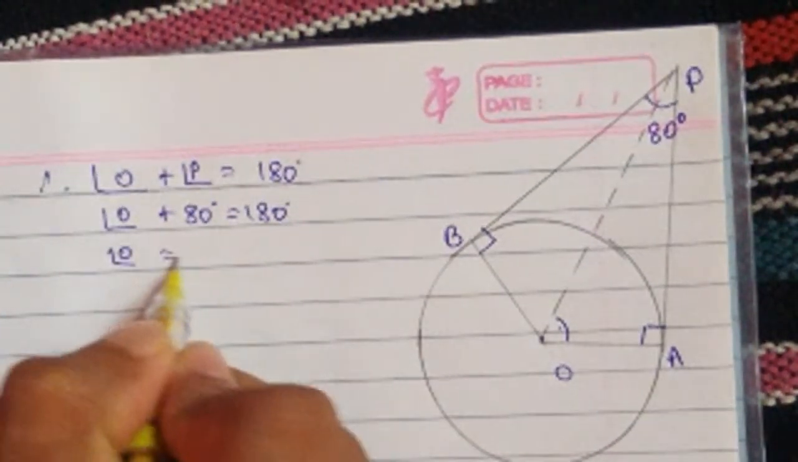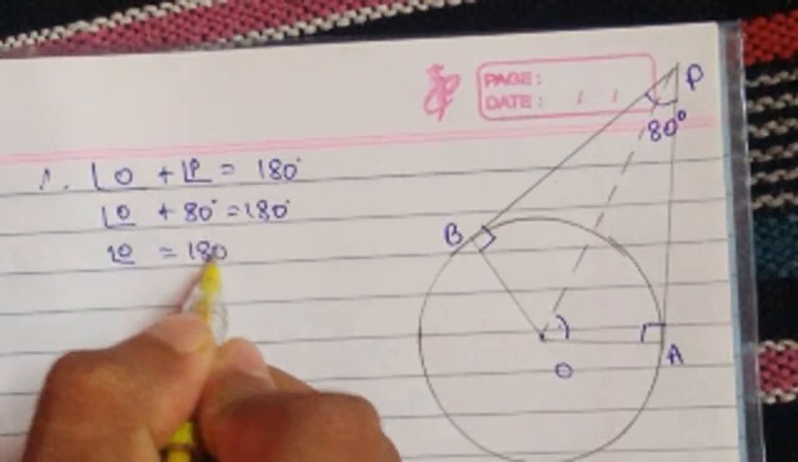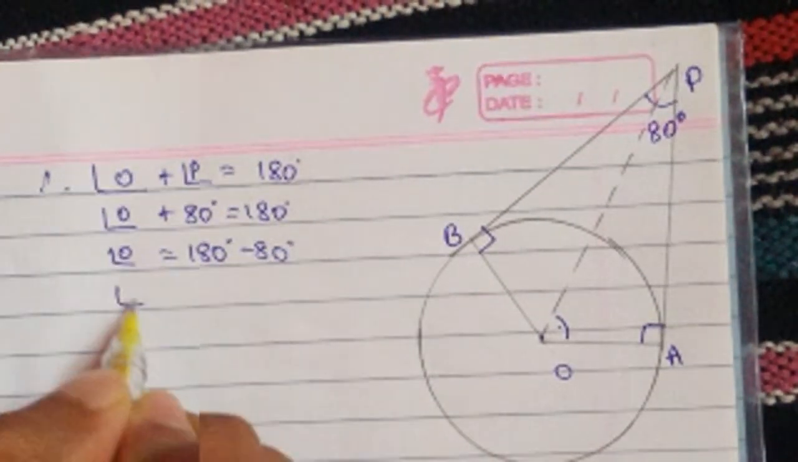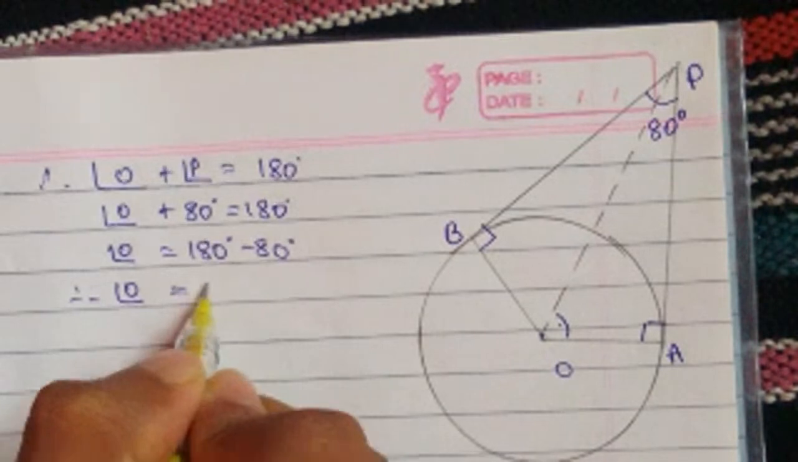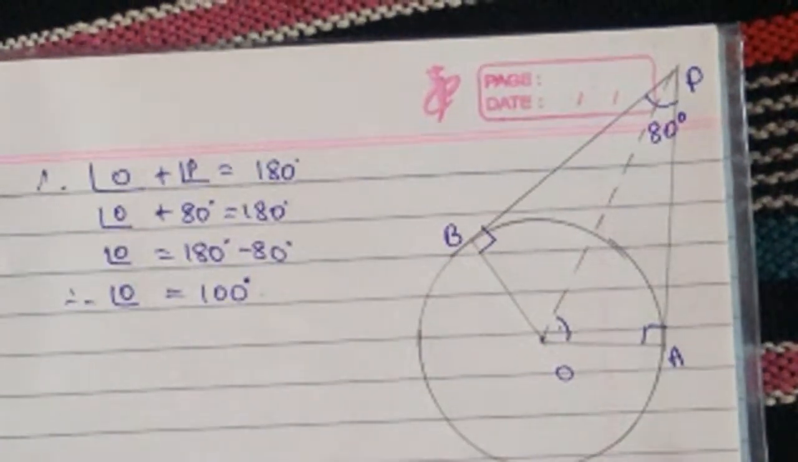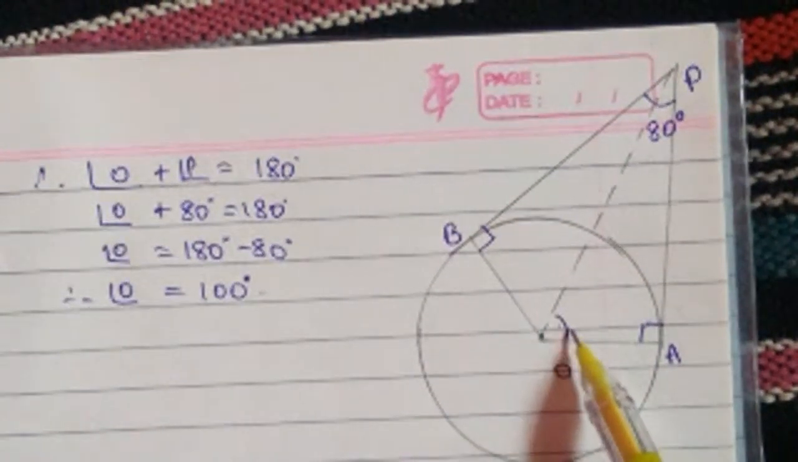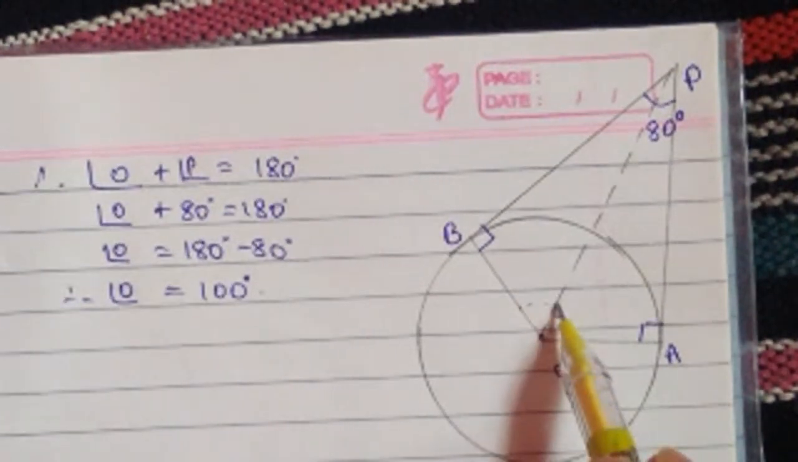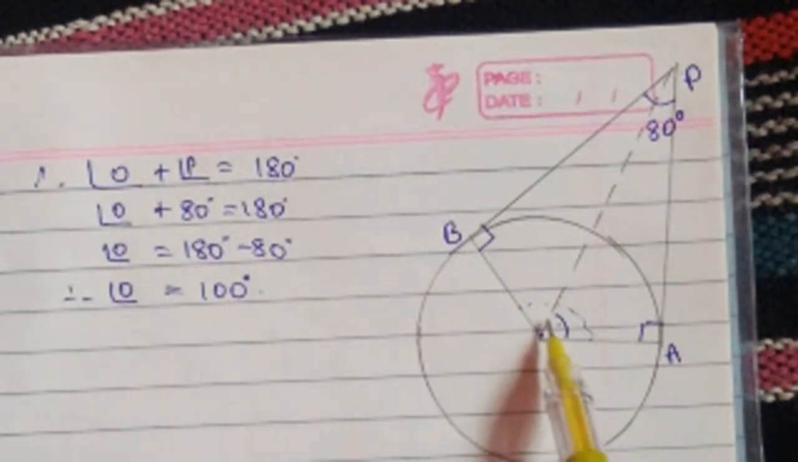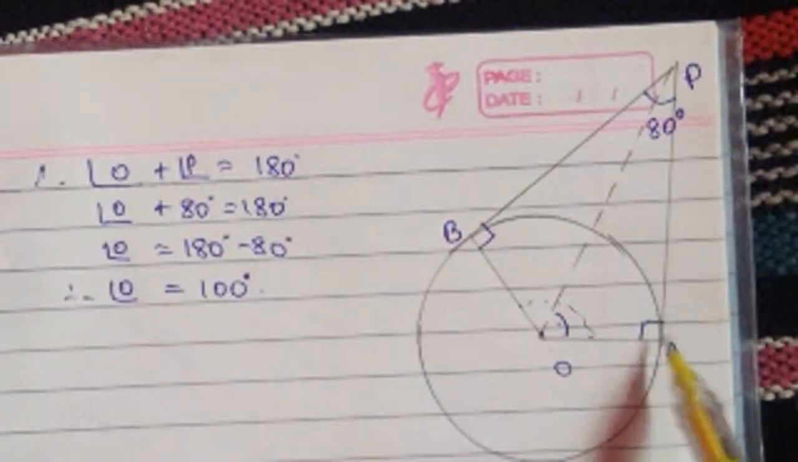So therefore angle O is equal to 180 degree minus 80 degree. Therefore it becomes angle O is equal to 100 degree. So now we got the value of angle O. This is not the angle O; the total angle is angle O. But we need to find only angle POA.